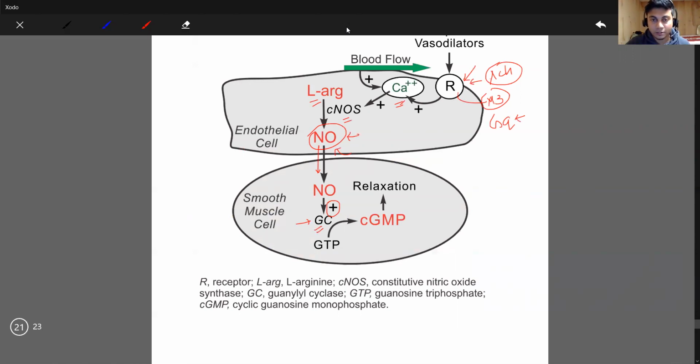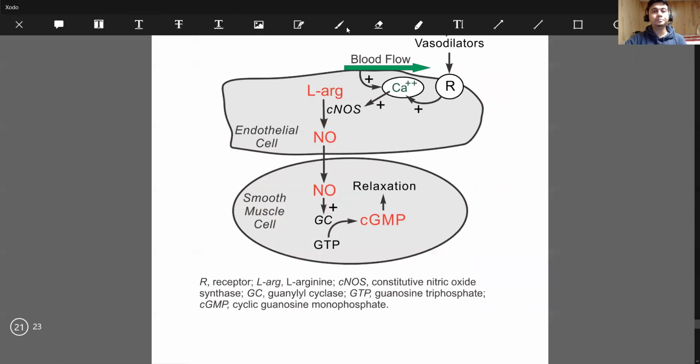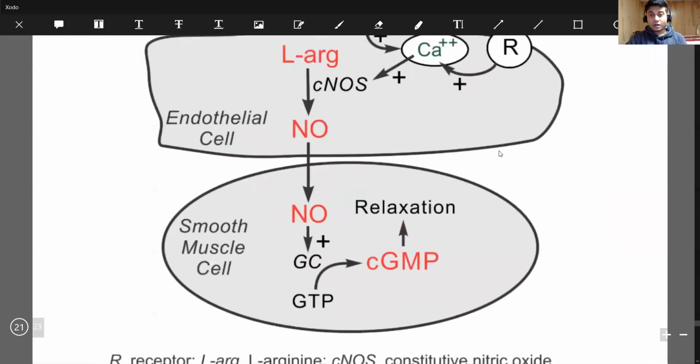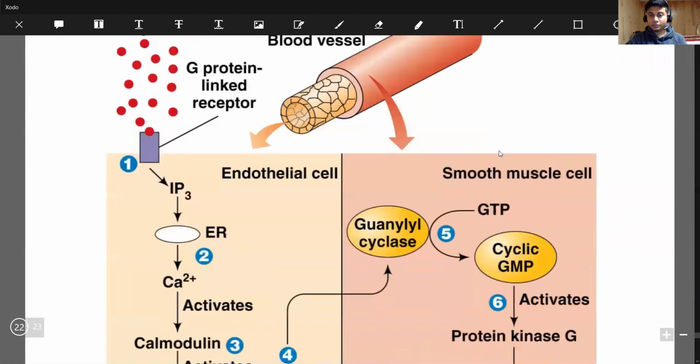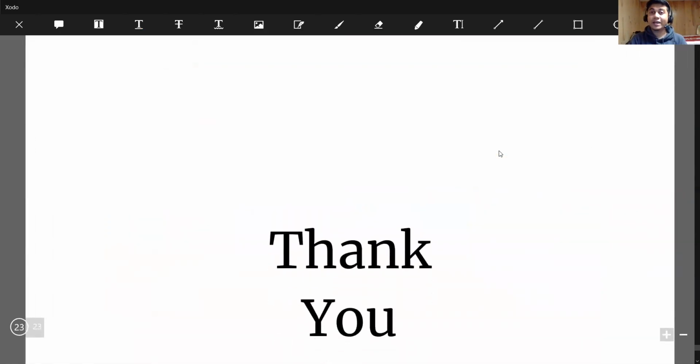Now this guanylyl cyclase converts the GTP to cGMP, and this cGMP leads to relaxation of that smooth muscle. That's how this nitric oxide works. Okay, so I think that's the end of it.